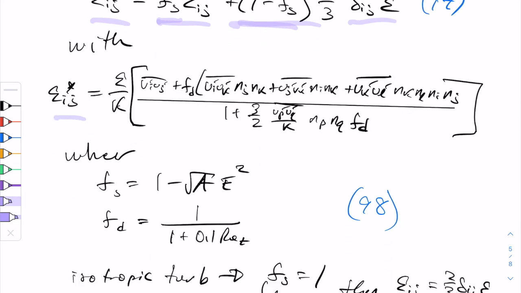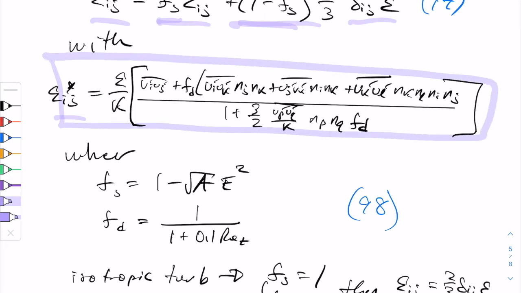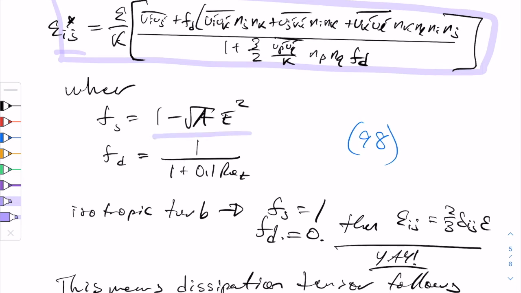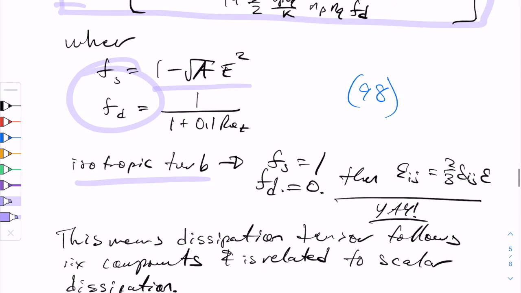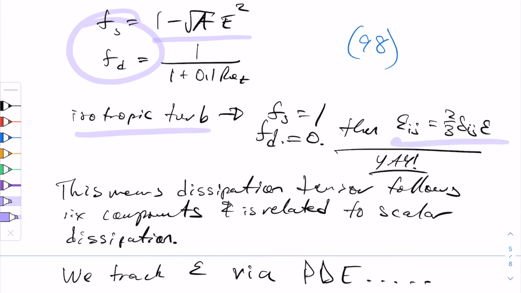Here, epsilon ij star is this huge term, and I'm not going to read it out to you, but that's also something I recommend referring to the paper, which I referenced in the video comment or description. Here, Fs is 1 minus square root of A, E squared, and Fd is 1 over 1.1 RET. Now, you'll note that for isotropic turbulence, Fs will go to 1, and Fd will go to 0. And therefore, if we put these terms back in, and rewind the video if you want to see epsilon ij again, it'll reduce to 2/3 the Kronecker delta function of epsilon.